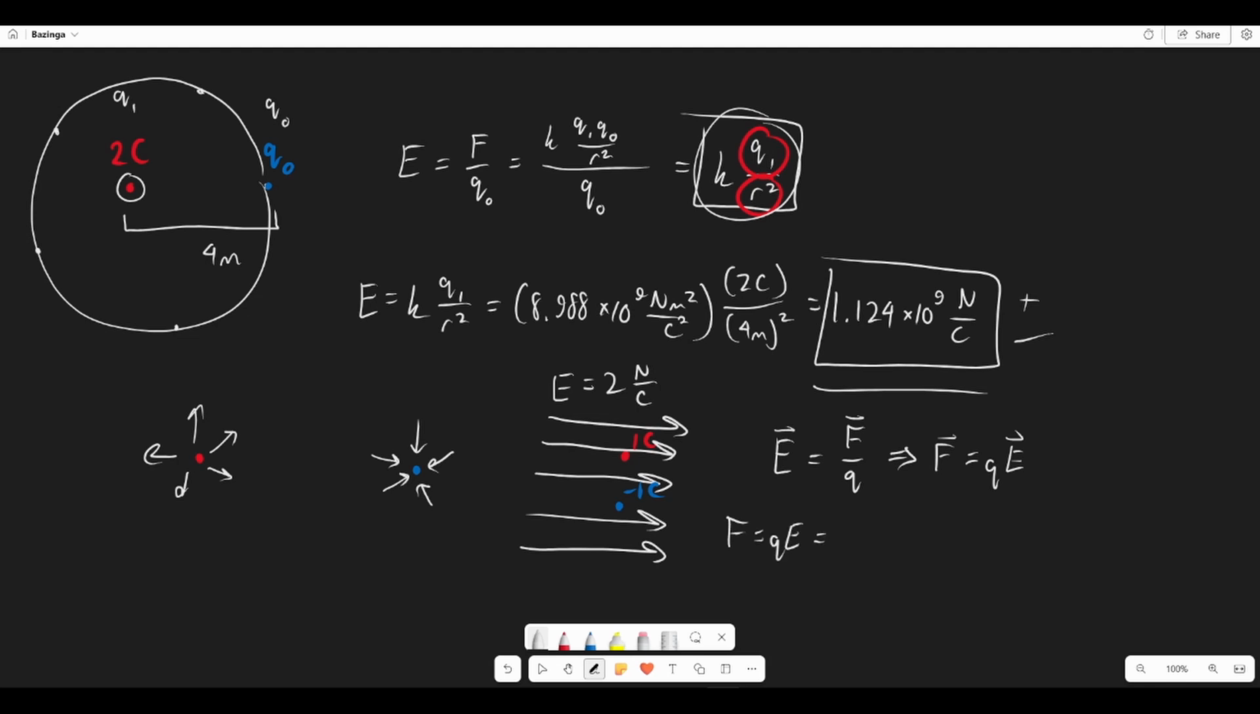equals, for the first particle, 1 coulomb times 2 newtons per coulomb equals 2 newtons. And for the second particle, negative 1 coulomb times 2 newtons per coulomb equals negative 2 newtons. As we know that positively charged particles will follow electric field lines and negatively charged particles will go against them, we know that the positive charge will experience a 2 newton force to the right, and the negative one will experience a negative 2 newton force to the left.